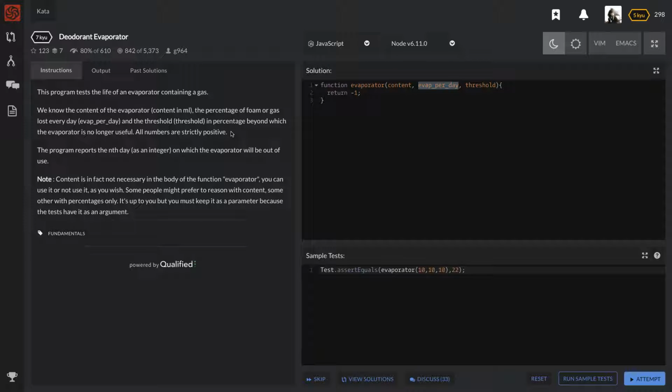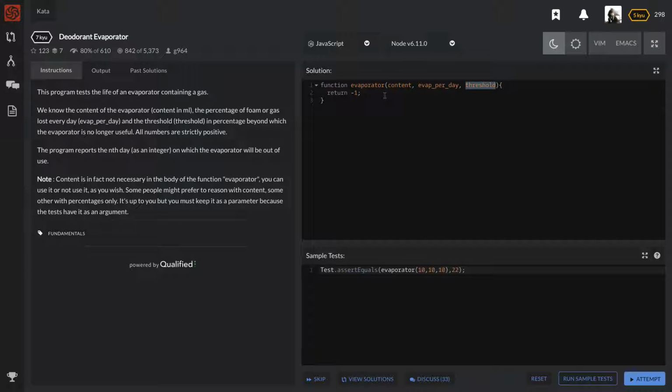We're using a percentage of the bottle, and the threshold at which it's no longer useful is also a percentage. You have to understand that the threshold percentage is talking about the percentage of the can when it was full, not the percentage of the current level at any given time.